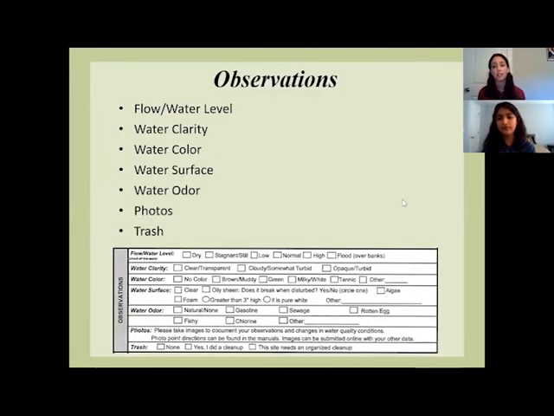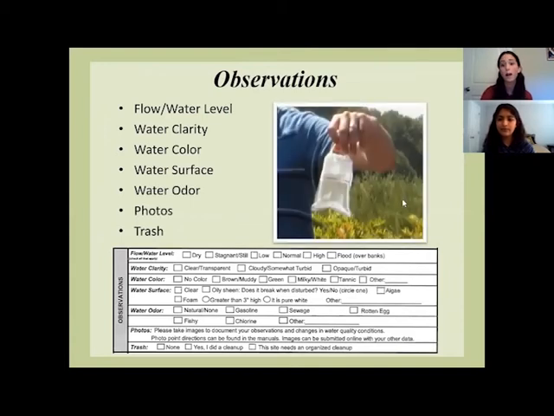So like I mentioned at the very beginning, every time that you go out to your stream, you are going to collect observations. That is the O in adopt. Please collect observations whenever you're out. And some of those observations include flow and water level. So if it's rained recently or if you're in a drought, you're going to have very different levels for that. Water color and clarity are actually really great to use your WorldPack for.